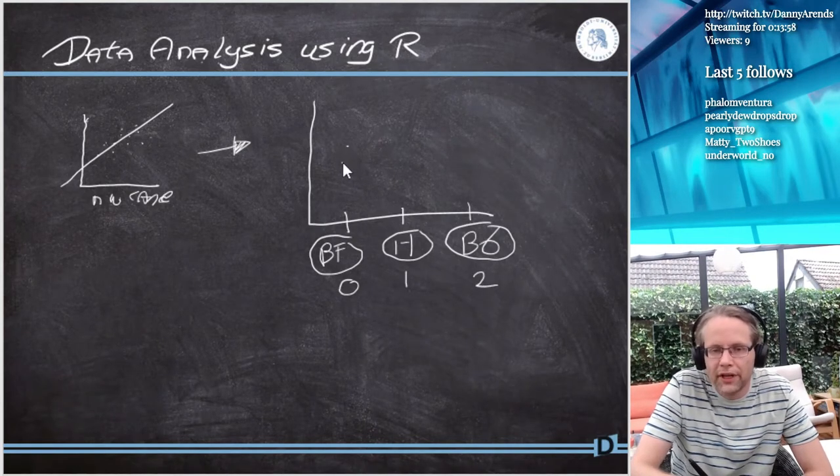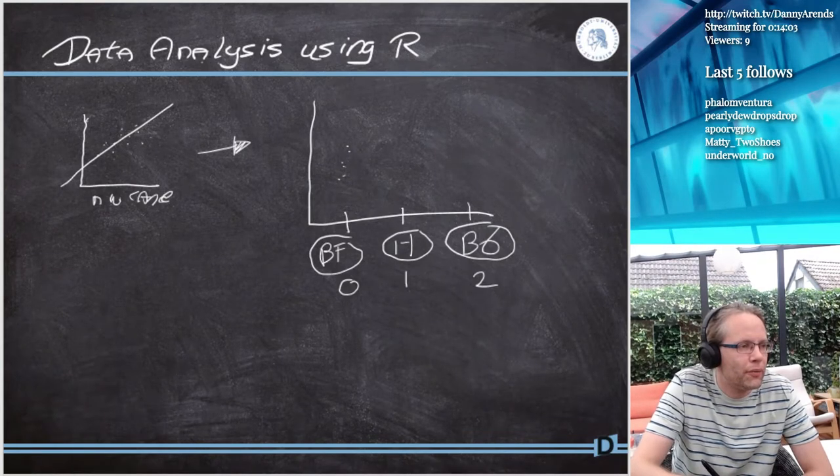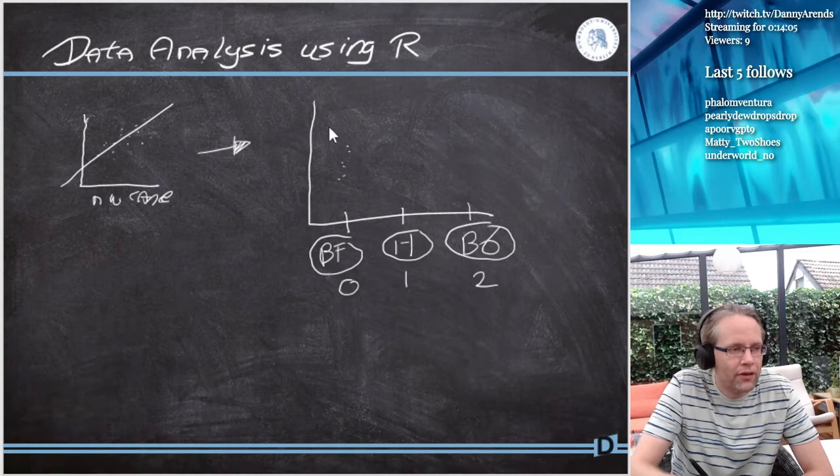And now when we do a linear regression, what we see is that we have our data points. Let me make those a little bigger though. So we have our data points here in the first group. Then we have our second group, which might be a little bit higher on average. And then we have some other data points in the last group, which again is a little bit higher.